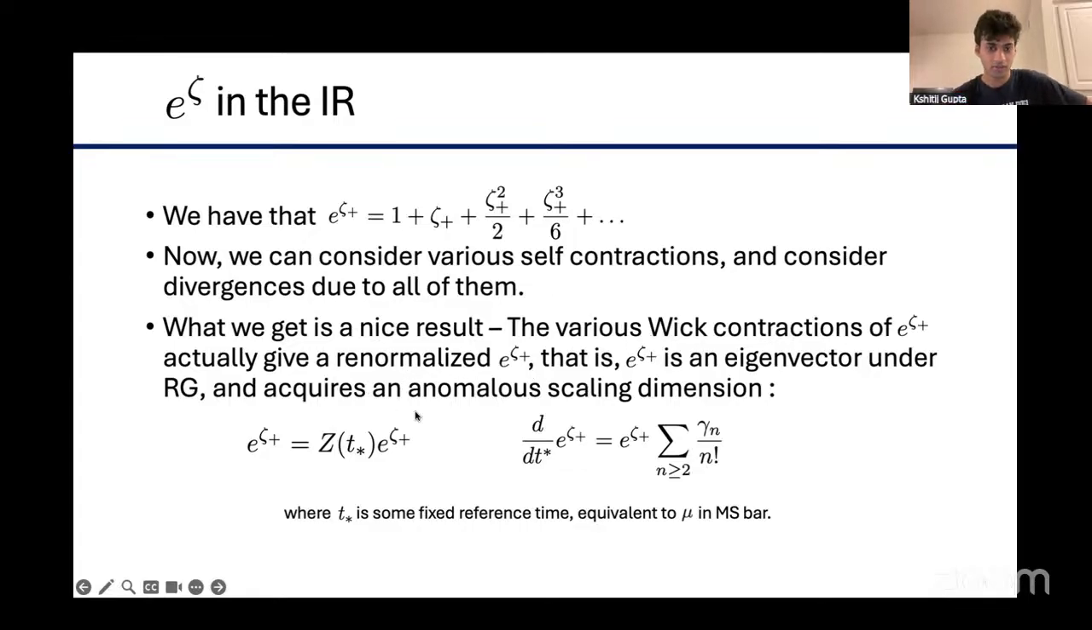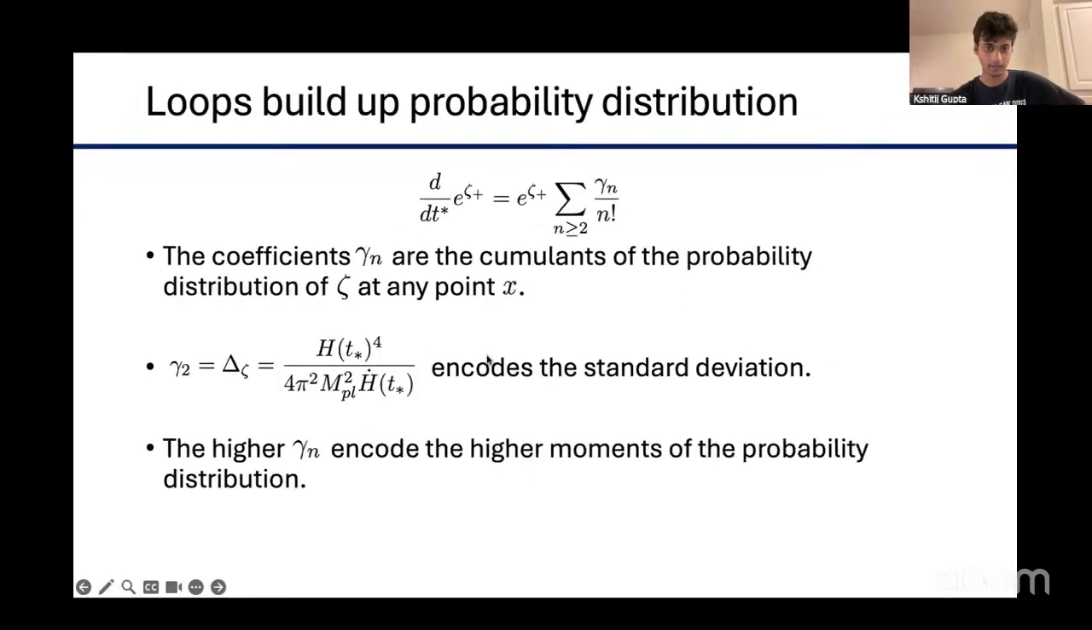The various contractions of e to the zeta plus, after we contract all of this, it actually renormalizes again into e to the zeta plus with a counter term. And so e to the zeta plus acquires an anomalous scaling dimension, and it's an eigenvector under RG. It does not mix with any other operator. And so that's a nice result.